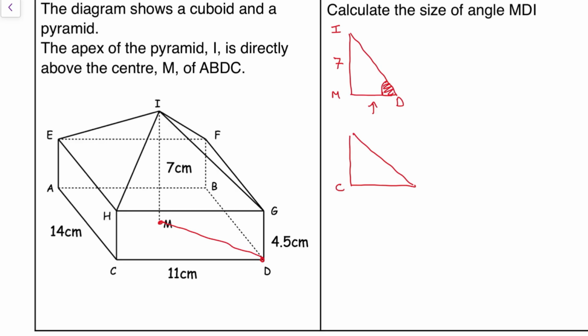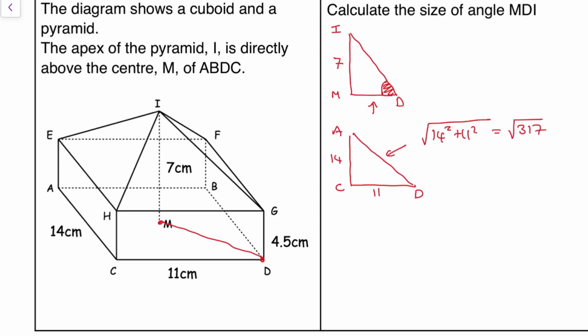And the way I'm going to do that is I'm going to look at the triangle on the floor, which is the triangle C to A to D. And I know from the diagram that's 14 and that's 11, which means that I know that this length here is the square root of 14 squared plus 11 squared, which is root 317. So it's not a nice number.